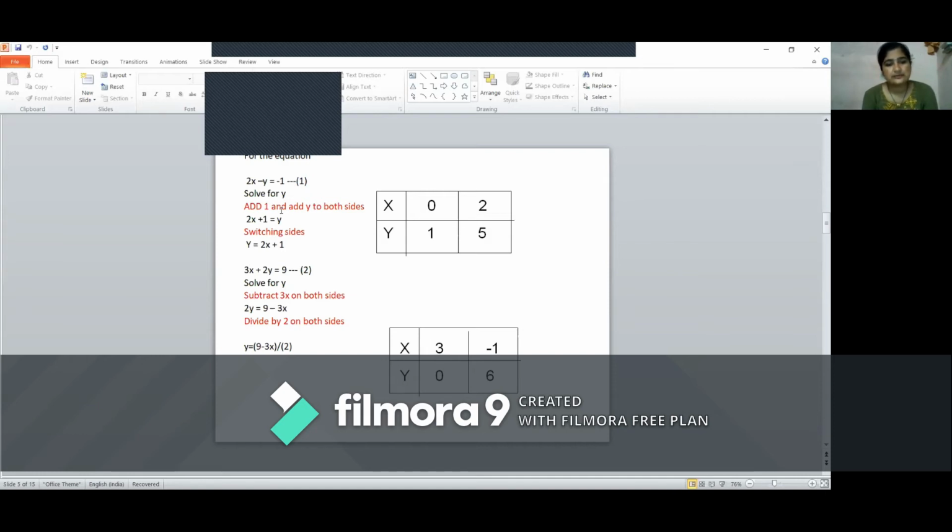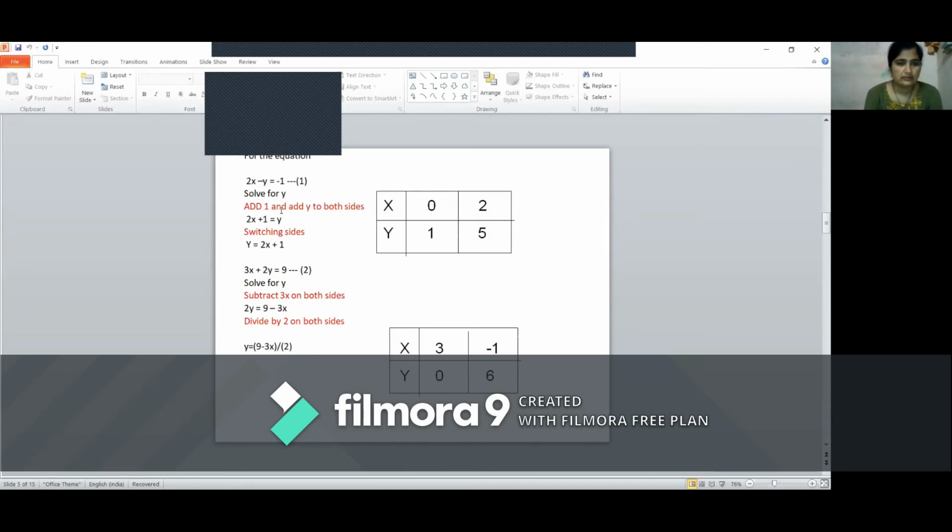Okay, now let's see the second example, that is 3x plus 2y is equal to 9. Okay, again solve for y. So we have to subtract 3x on both sides, isn't it? So subtract 3x on both sides. So LHS is 3x plus 2y minus 3x and is equal to RHS 9 minus 3x, isn't it? Okay, so here 3x cancels from LHS. So LHS is only the term 2y and is equal to RHS 9 minus 3x.